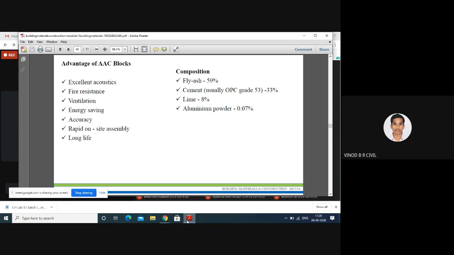In examination, you can expect this question for 8 to 10 marks. Define aerated concrete block with advantages and disadvantages. You can expect this question in a VTU examination. And not only in a VTU examination, some competitive examinations will ask what is the importance of aerated concrete block? And in some MCQ pattern questions, they will ask one question on the aerated concrete block. There is the fly ash percentage, lime percentage, and cement percentage.